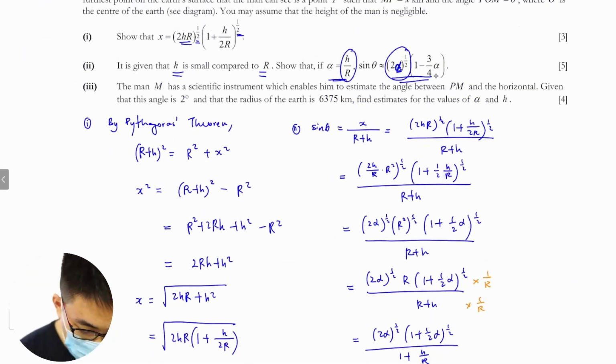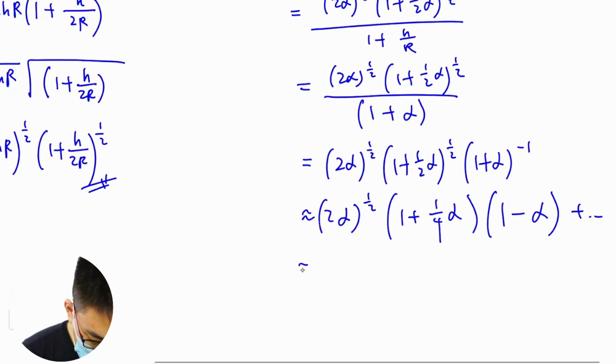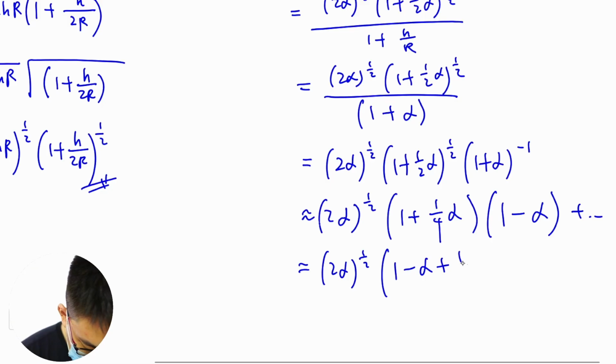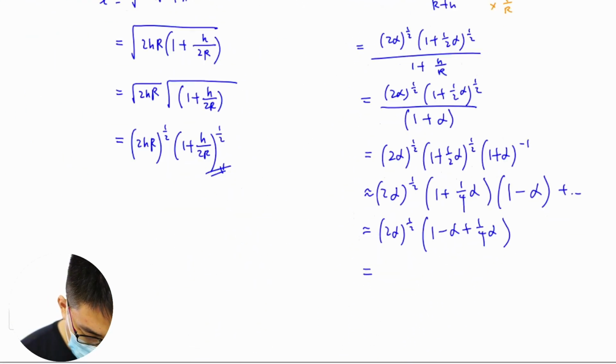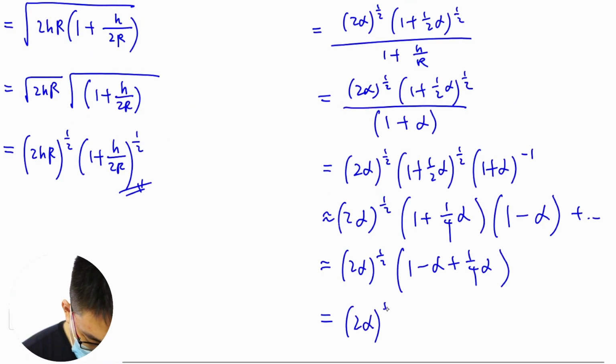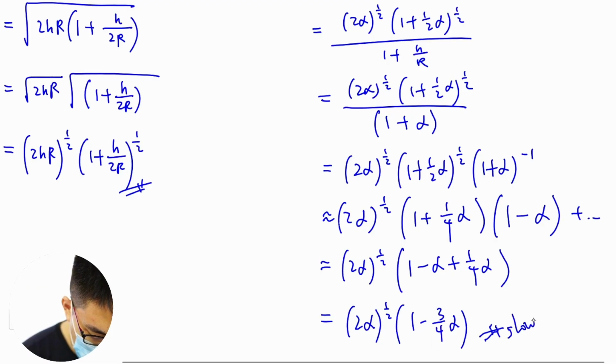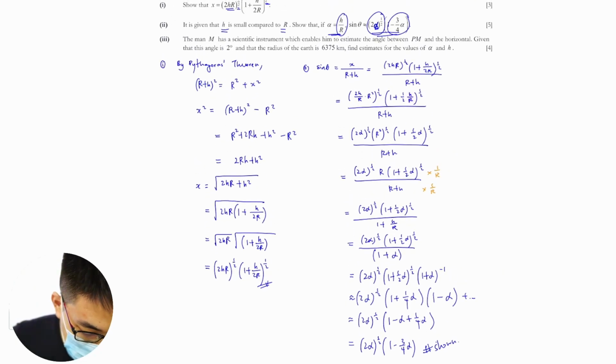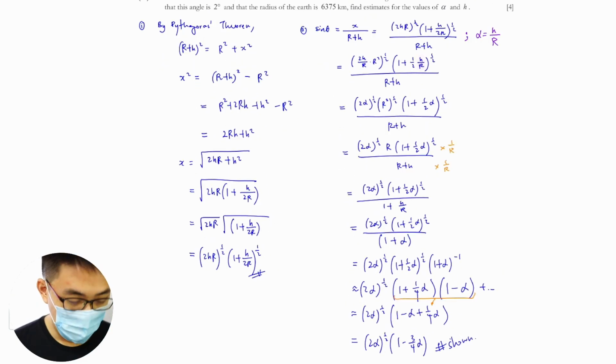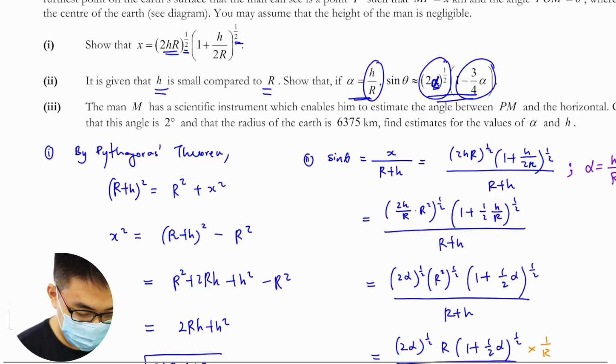We just need 1 degree here, so we can just stop here. Three-quarter. Nice, I got it. Okay. The last one, just put in the values in.